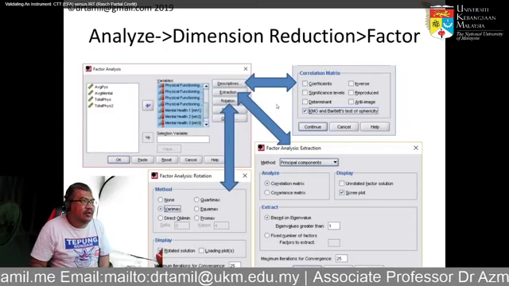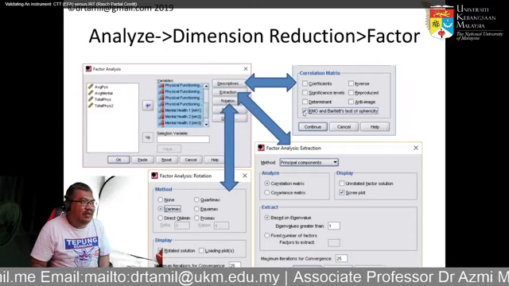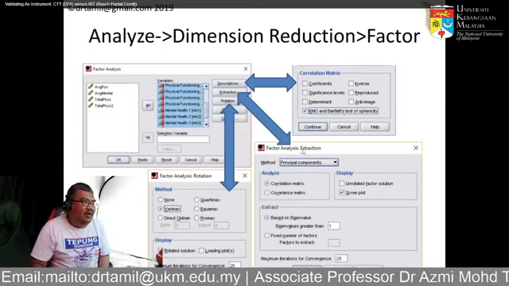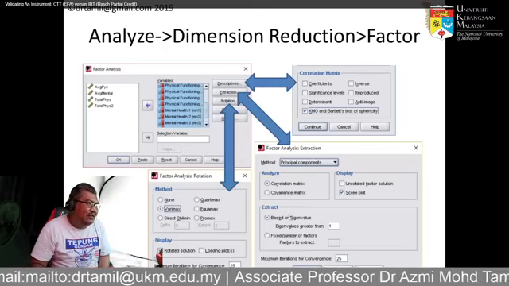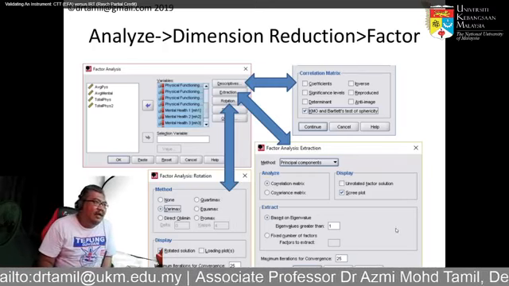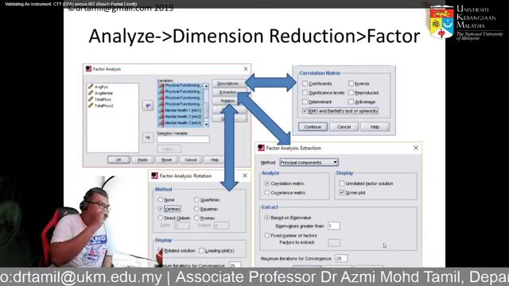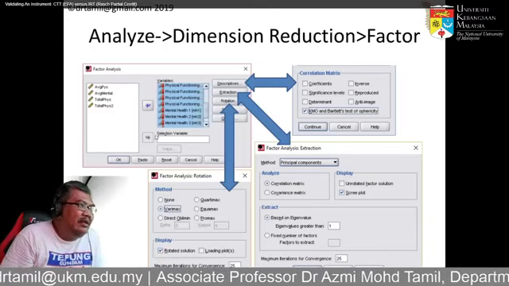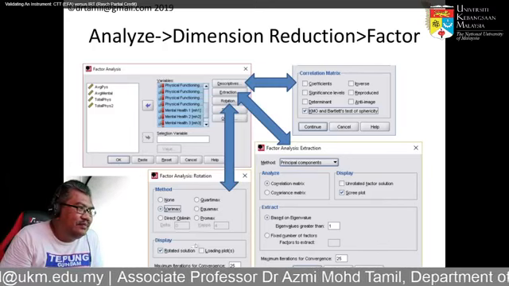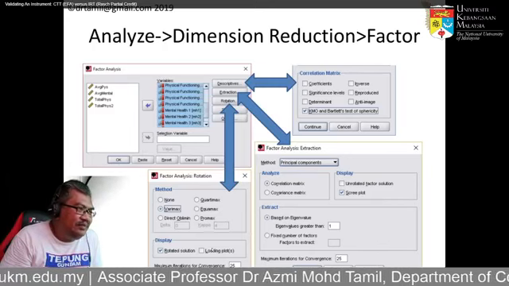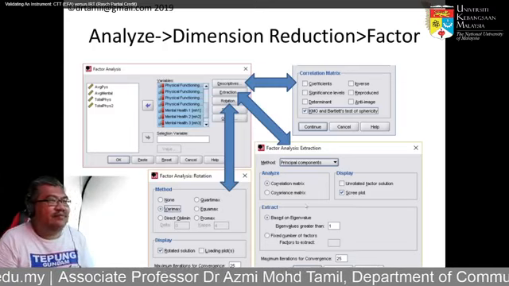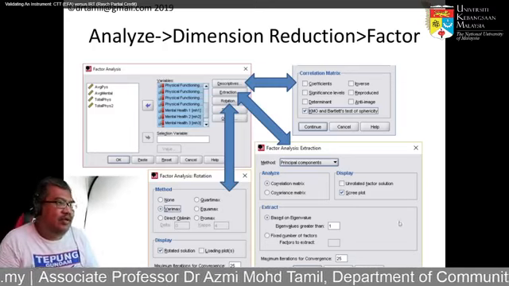So you click on all these buttons. We click on KMO and Bartlett's test of sphericity. On the extraction, you click on correlation matrix. You select eigenvalue larger than 1. Iterations for convergence is 25. Then for the rotation, we take Varimax. We want the rotated solution. Again, the iteration for convergence is 25. You click OK.